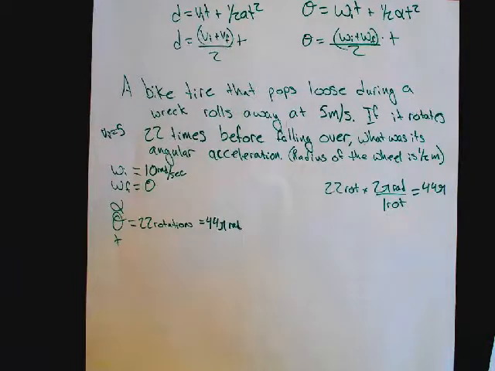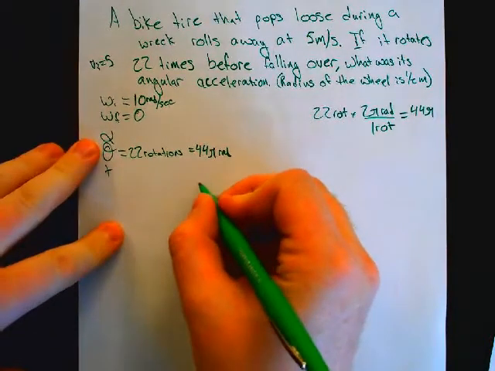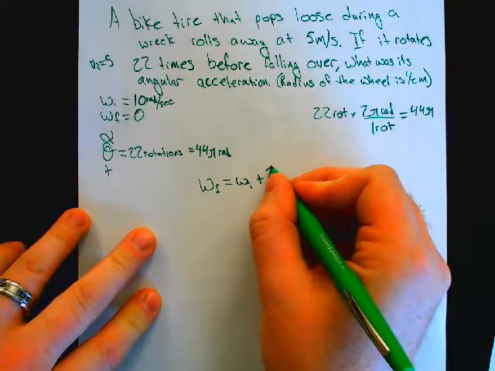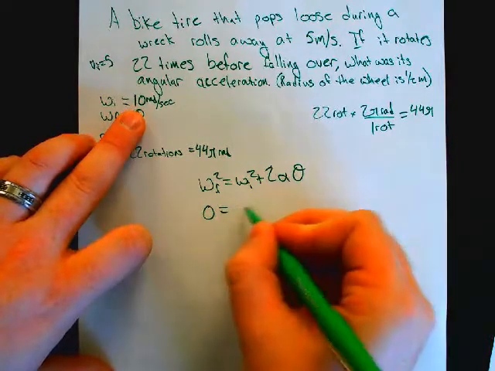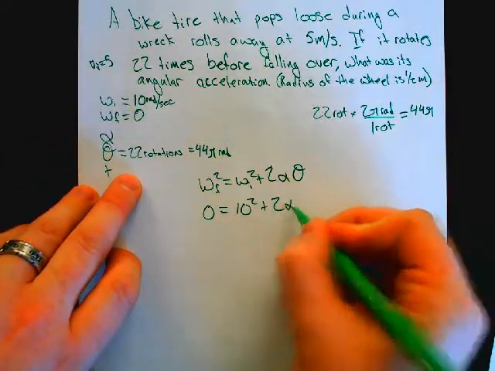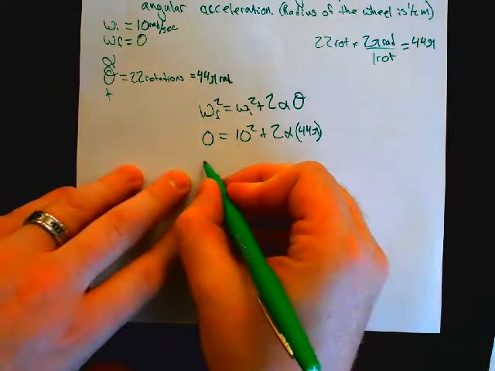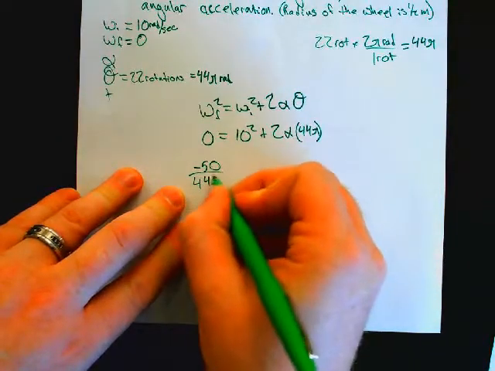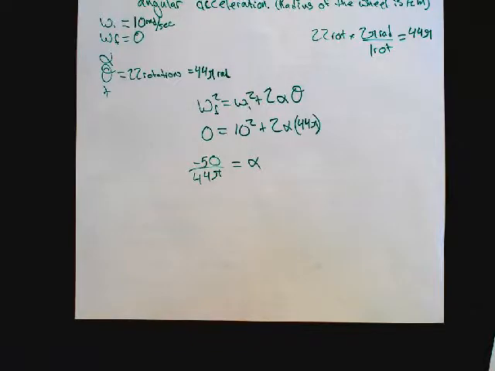All right. Take a moment. Find the angular acceleration. All right, so looking at this one, if we wanted to find the angular acceleration, we probably should have chosen omega F squared equals omega I squared plus 2 alpha theta. I missed the squareds, thank you. I've got 0 equals 10 squared plus 2 alpha times 44 pi. And solve for alpha, I've got 100, subtract 100, negative 50 over 44 pi equals alpha. So whatever that is. It's like, what, 1/3 of a rotation per second squared?